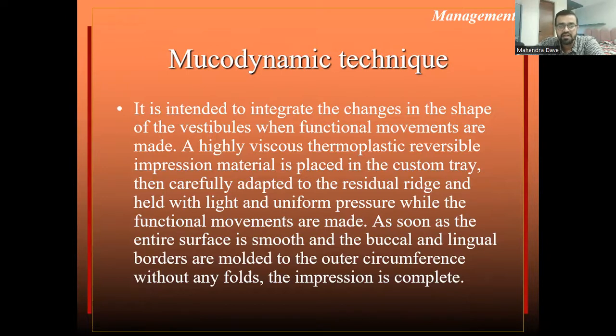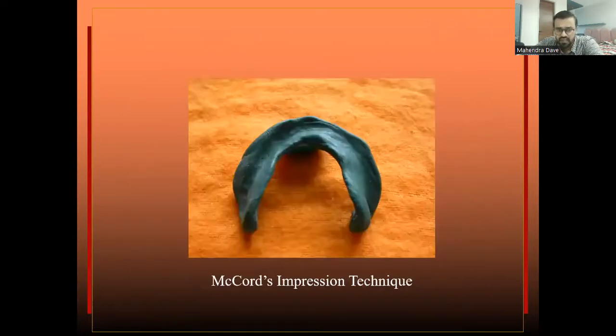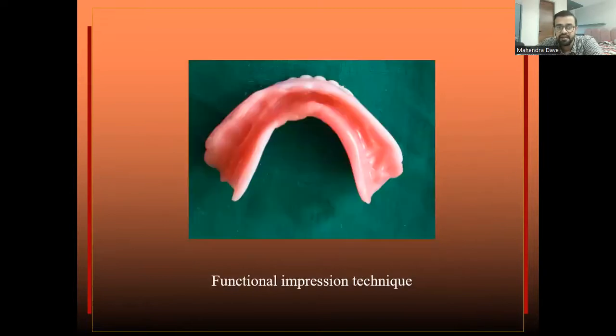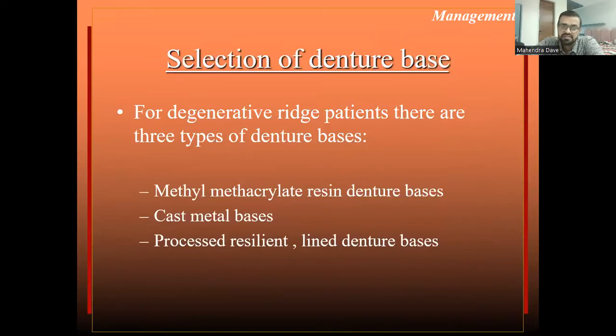As soon as the entire surface is smooth and the buccal and lingual borders are molded to the outer circumference without any folds, the impression is complete. According to McCord's technique, a light body elastomeric impression is made. Functional impression technique. Selection of denture base.